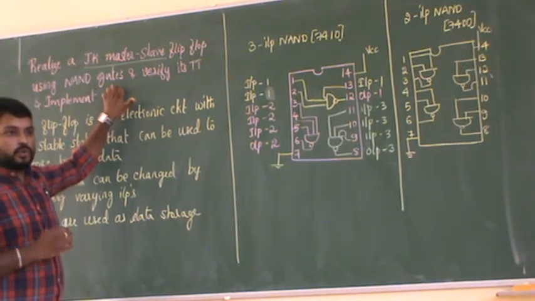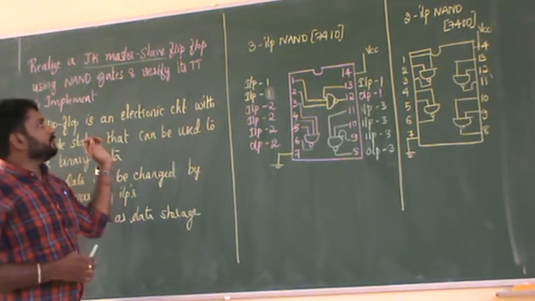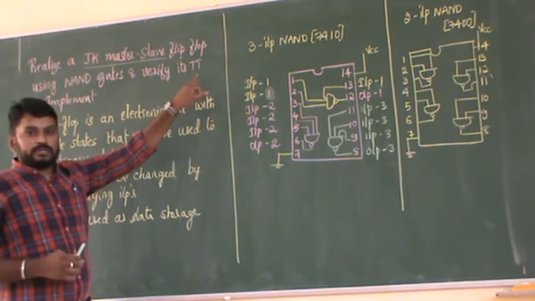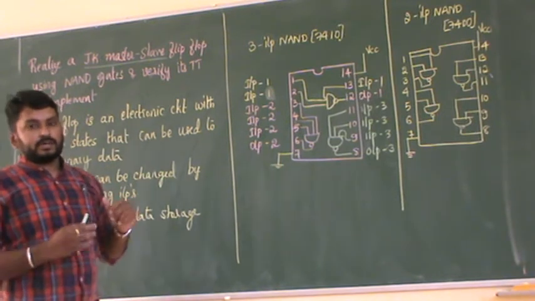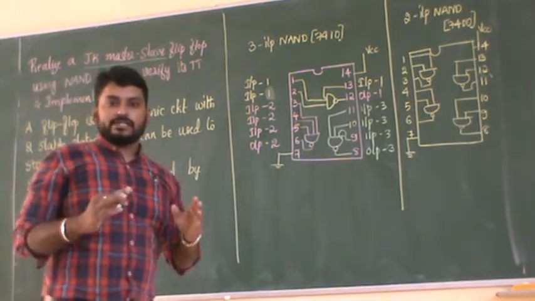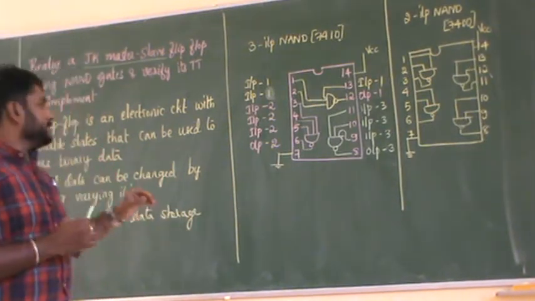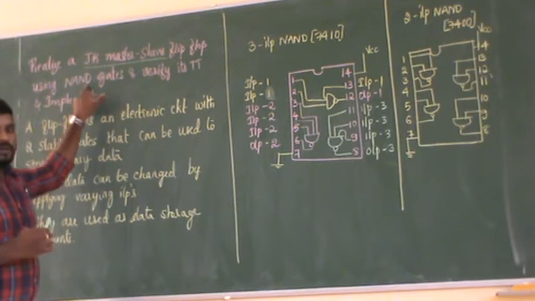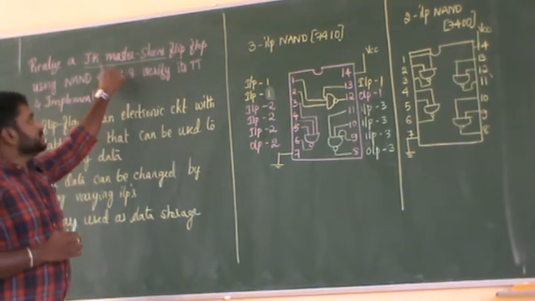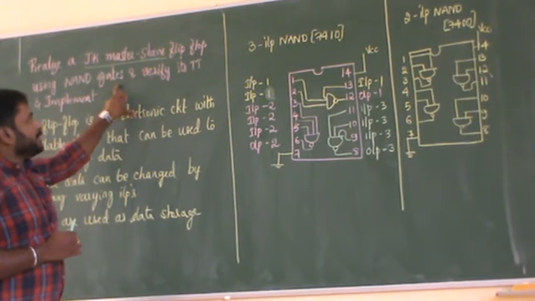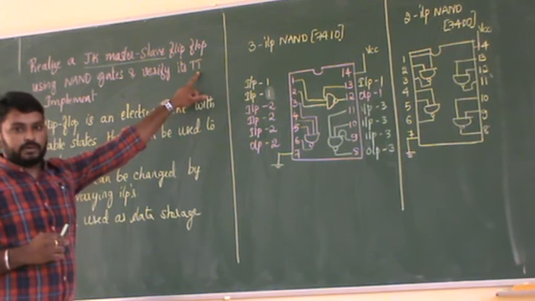Okay, you have to use only NAND gates in order to realize this master slave JK flip-flop, verify its truth table and implement it. Okay, so this is the experiment. What is the experiment? You have to design a flip-flop by making use of only NAND gates. What type of flip-flop? They are asking to design a master slave JK flip-flop, and you have to verify its truth table. TT means truth table.